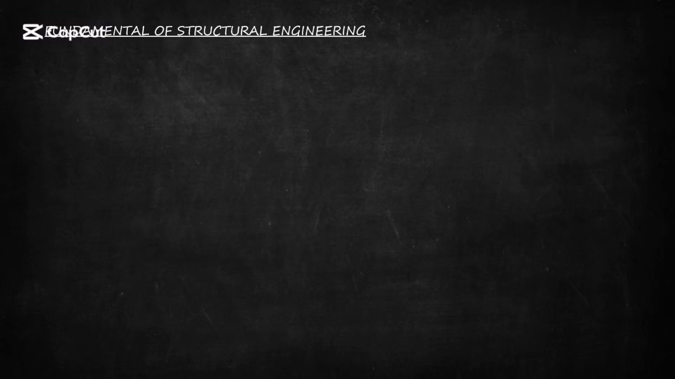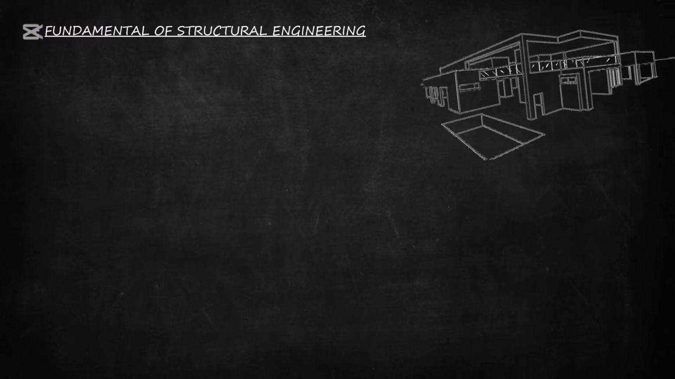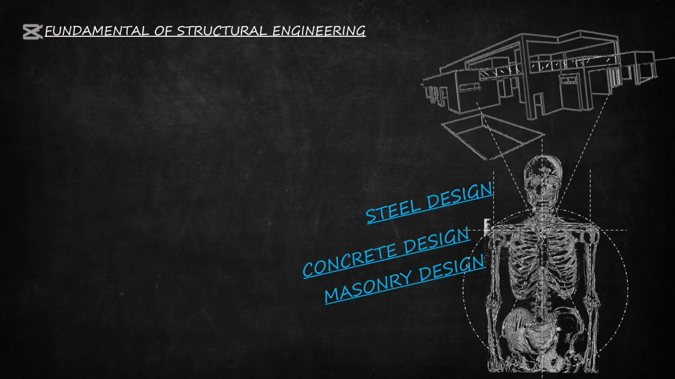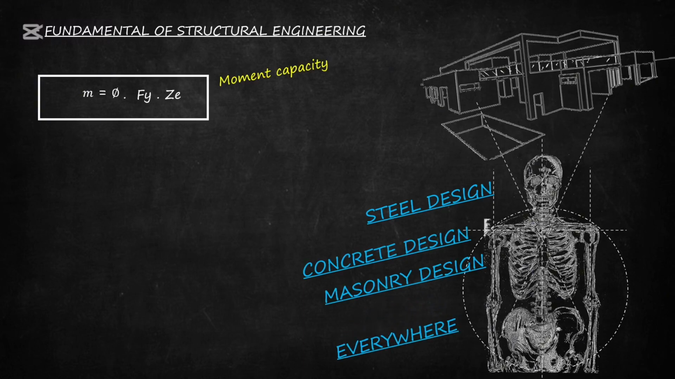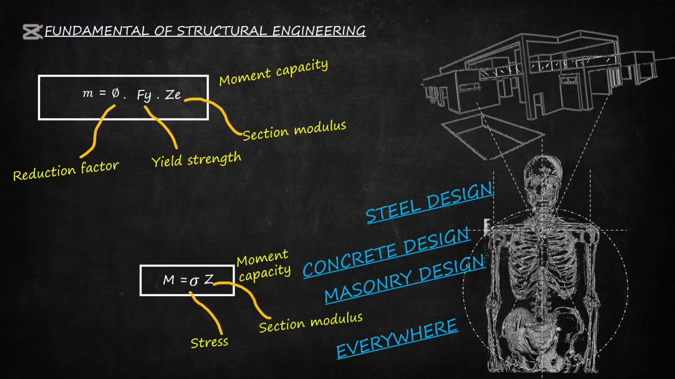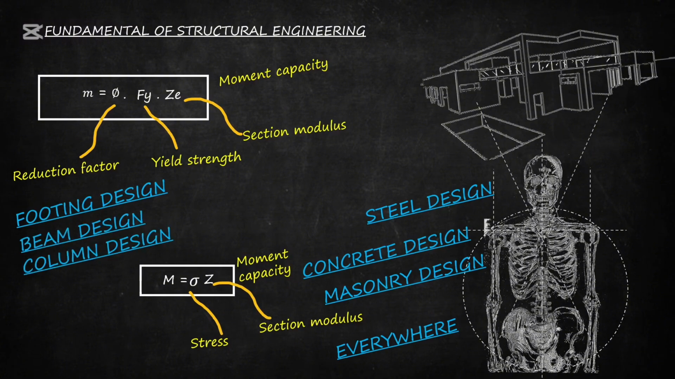You are starting your career in structural engineering and you want to design a building just like this. There is one formula which comes everywhere, and it is the core of structural design. That formula comes in steel design, concrete design, masonry design, basically everywhere. That formula is moment capacity, which is the reduction factor into yield strength into section modulus, which is nothing but moment capacity, which is again stress into section modulus, and also comes into footing design, beam design, column design, and many more.